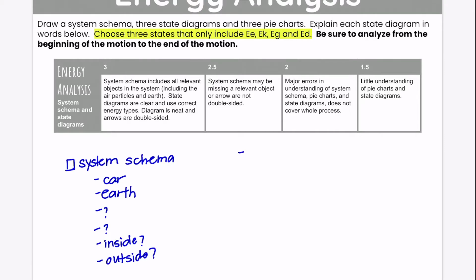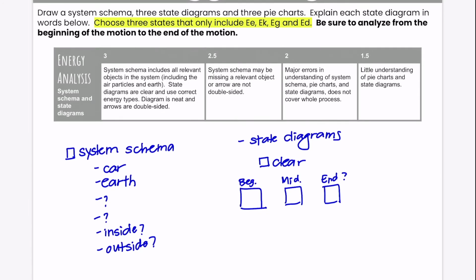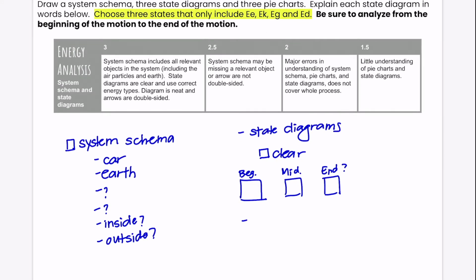All right, now your state diagrams should be clear. So state diagrams, is it clear? Your state diagrams are going to be those boxes where you drew your beginning, your middle, and then your end. All right, so is it clear what the car is doing in each of these sections? And did you use the correct energy types in your pie chart?